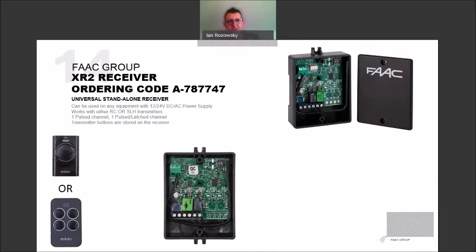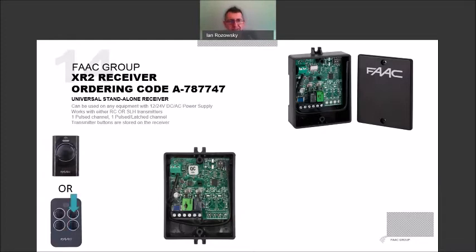The 2-channel receiver has one pulse channel, and it has a channel that's either pulsed or latched, and you can select that with the dip switches on the receiver. Once again, the transmitter buttons are stored on the receiver, so everything is local to the receiver.